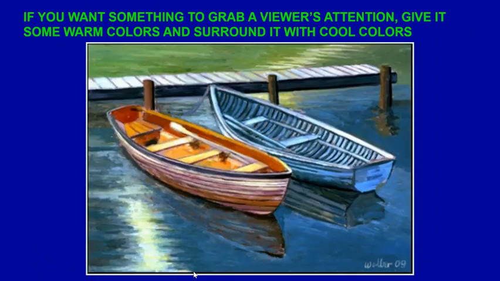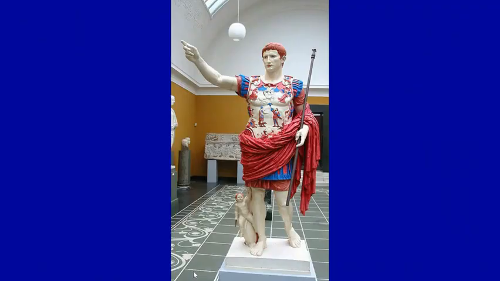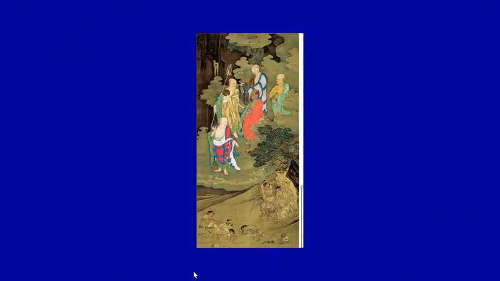And if you want something to grab a viewer's attention, give it some warm colors and surround it with cool colors. So on this one, it is the orange boat that grabs your attention because the warm color stands out, and it stands out even further because it is surrounded by cool colors. Same with these. The strawberries get our attention because they're surrounded by cool colors, and the plains as well. So this right here, it is the red that really stands out and gets my attention. And so that's one of the things that polychrome did, it added attention to the figures.